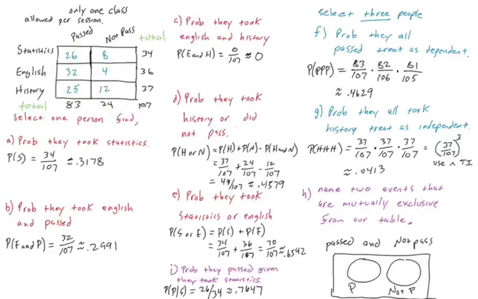Don't crisscross. So statistics and history, those guys are also mutually exclusive. English and statistics are mutually exclusive. However, if I crisscross this way, these guys are not mutually exclusive: statistics and not past, because there is an overlap in that case.